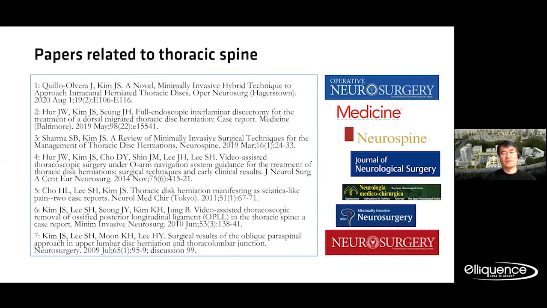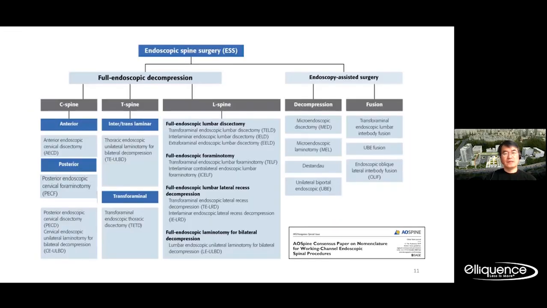These are the bunch of papers related to the thoracic spine I have published. And let's see this classification system for endoscopic spine surgery. On the left column, there's a full endoscopic decompression. We also put some techniques of the thoracic spine: the thoracic endoscopic ULBD procedures, and also the transforaminal endoscopic discectomy procedures.